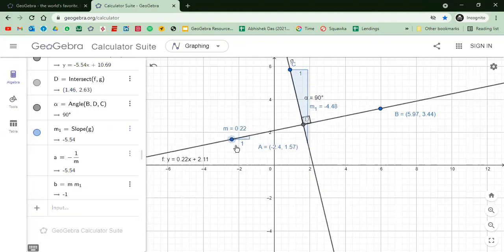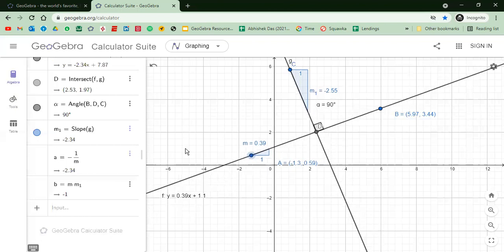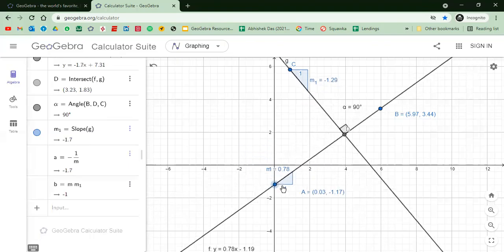Move around and you will see that m1 has changed, a has changed, but m times m1 is always equal to -1.